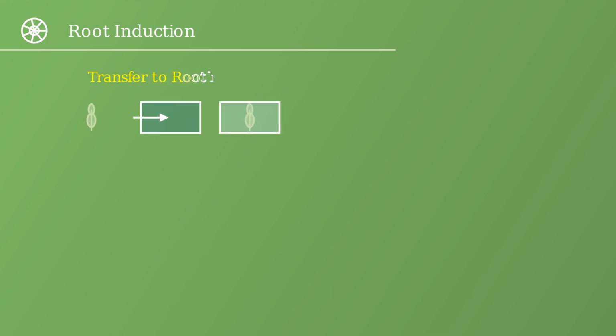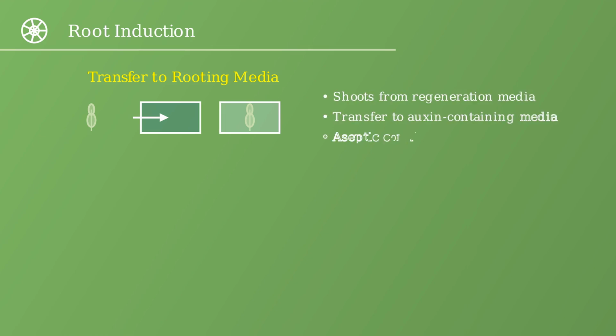Root induction is a critical phase in plant transformation where regenerated shoots develop root systems to become complete plantlets. During this phase, regenerated shoots are transferred from shoot induction media to specialized rooting media. This transfer must be done under aseptic conditions to prevent contamination.